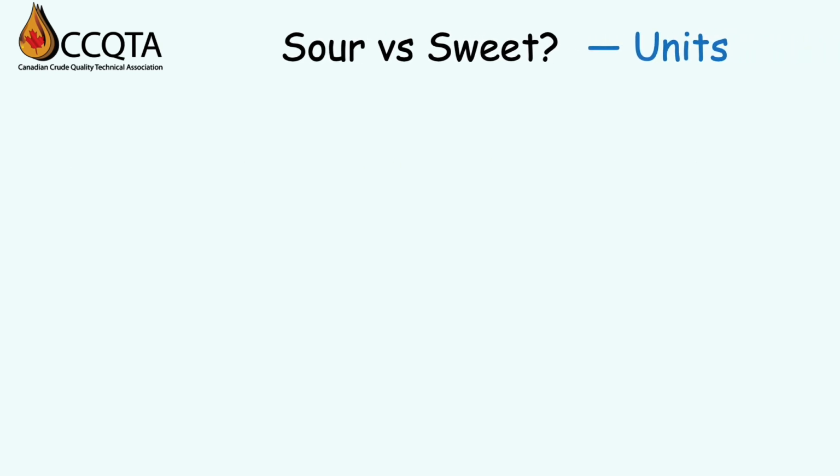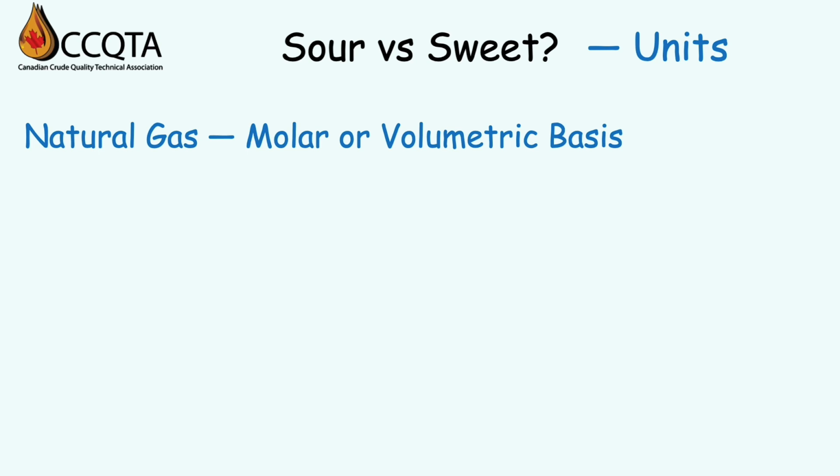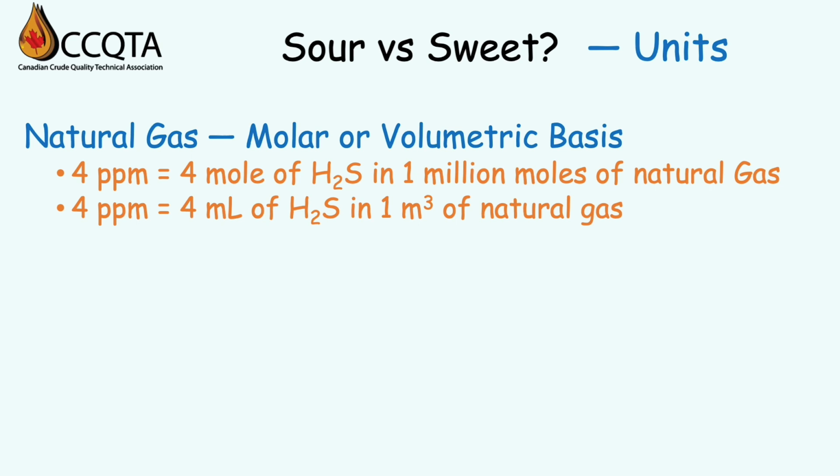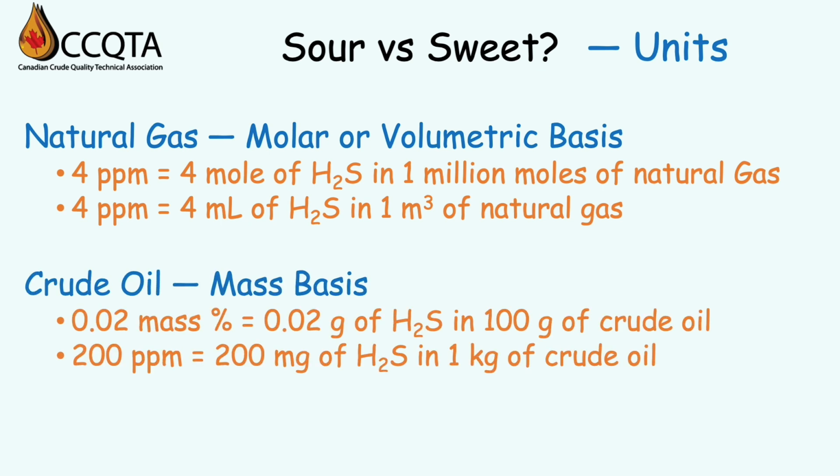You may have also noted the difference in the units used between natural gas and crude oil. Natural gas is measured on a molar or volumetric basis, which for gases are equivalent. In these units, 4 ppm equals 4 moles of H2S in 1 million moles of natural gas, or volumetrically 4 milliliters of H2S in 1 cubic meter of natural gas. Crude oil is measured on a mass basis. In these units, 0.02 mass percent equals 0.02 grams of H2S in 100 grams of crude oil, which is also equivalent to 200 weight ppm, which equals 200 milligrams of H2S in 1 kilogram of crude oil.